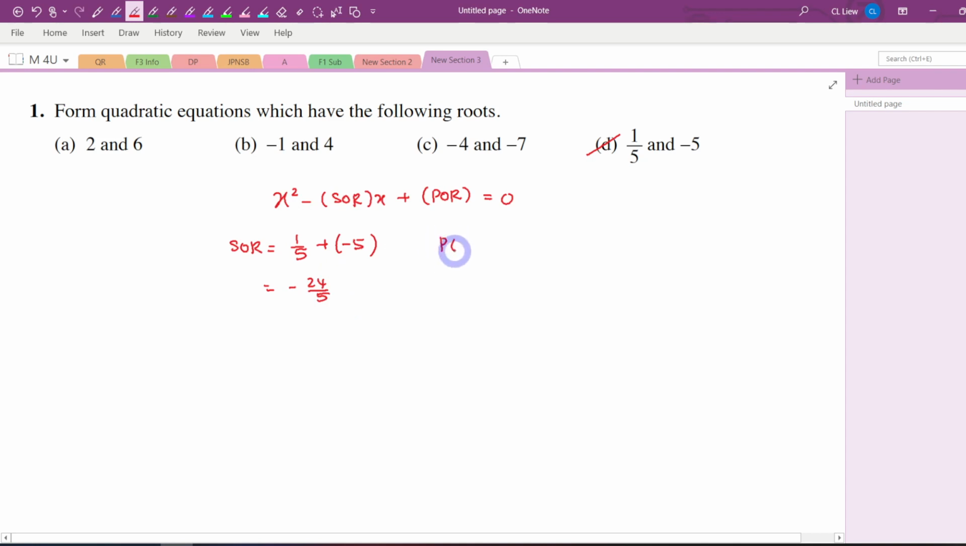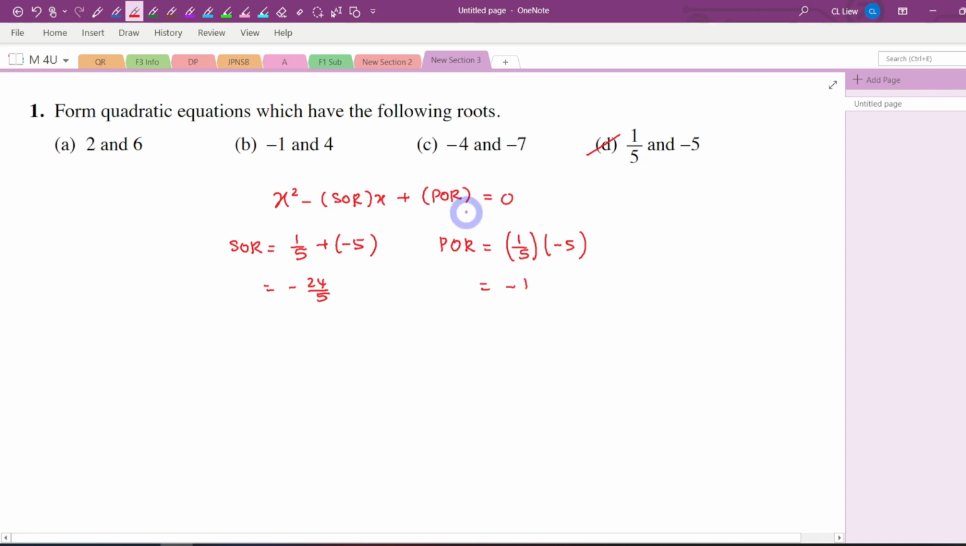How about the product of roots? This times this, 1 over 5 times negative 5, which is equal to negative 1. Now I have the sum of roots and the product of roots. So what I need to do next is just plug all these values in here, and I will be able to get the quadratic equation.